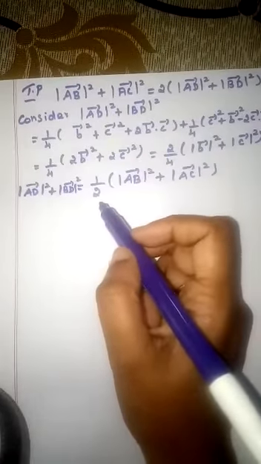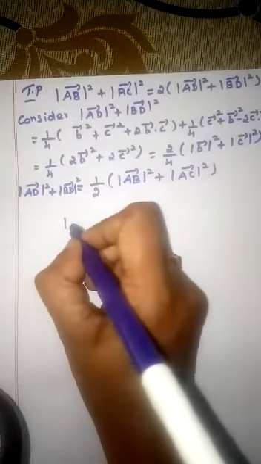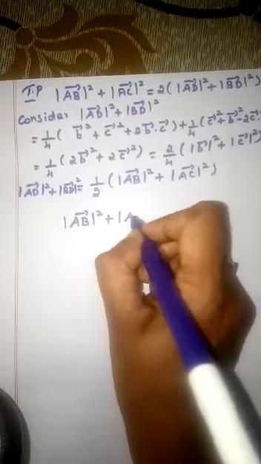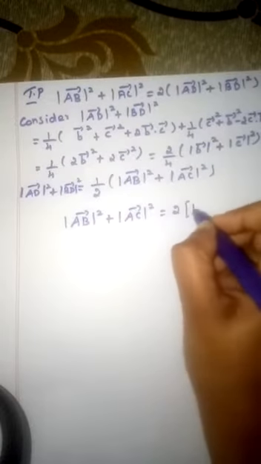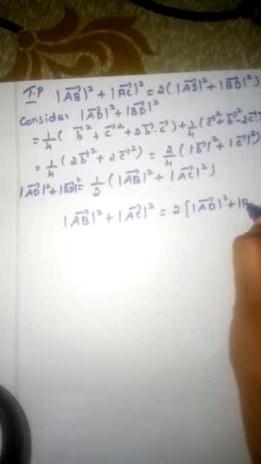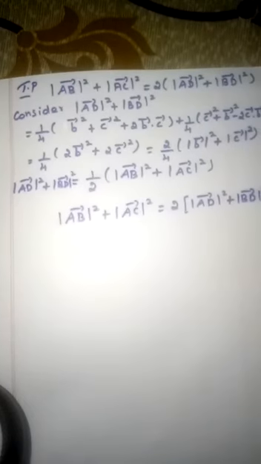Now you can cross multiply to take this 2 to the other side, and I am writing it on the left hand side. So |AB|² + |AC|² is equal to 2 times (|AD|² + |BD|²). So this only you wanted to prove.